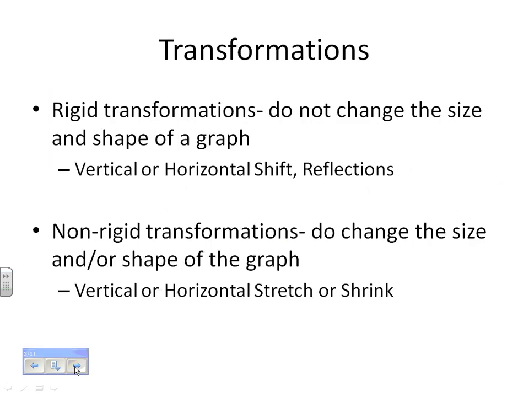All right, so we've got two types of transformations. The first type is rigid transformations, which do not change the size and shape of a graph. It's just when we have a vertical or horizontal shift, or if we have a reflection. And so it's like we could take that shape of the graph and the size, and we could pick it up and move it, or we could pick it up and reflect it because the size and the shape aren't changing. Non-rigid transformations are where we do change the size or the shape of the graph, and we do that by using vertical or horizontal stretches or shrinks. So those are the things we're going to talk about today.